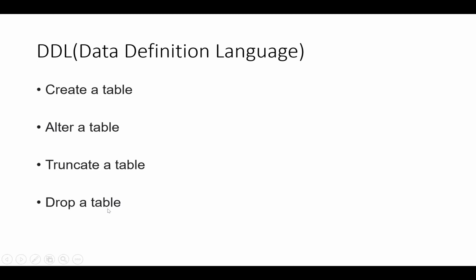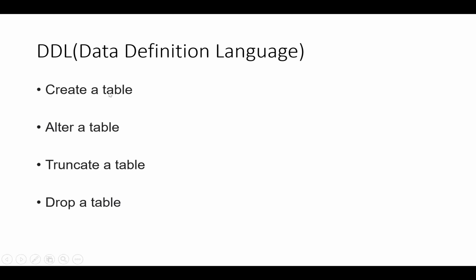Drop table means dropping the entire table. The entire table structure and everything should be dropped. There should not be any existence of the table if we just execute the drop statement. So there are these four kinds of statements available under DDL, that is called data definition language. Let's focus on them one by one.